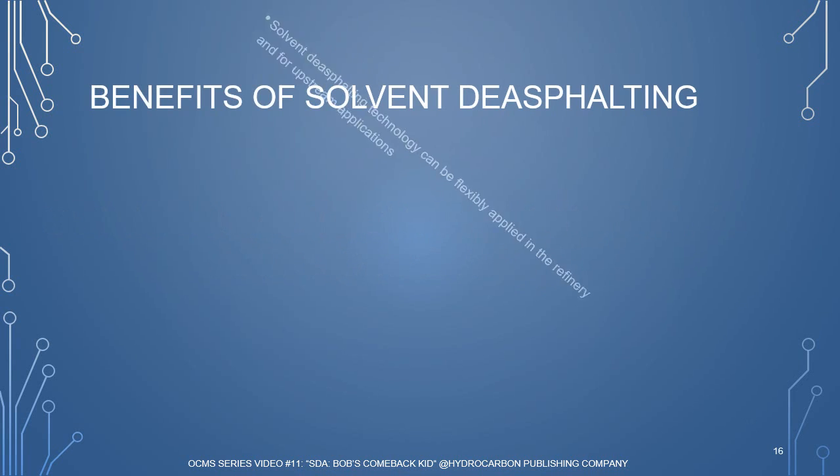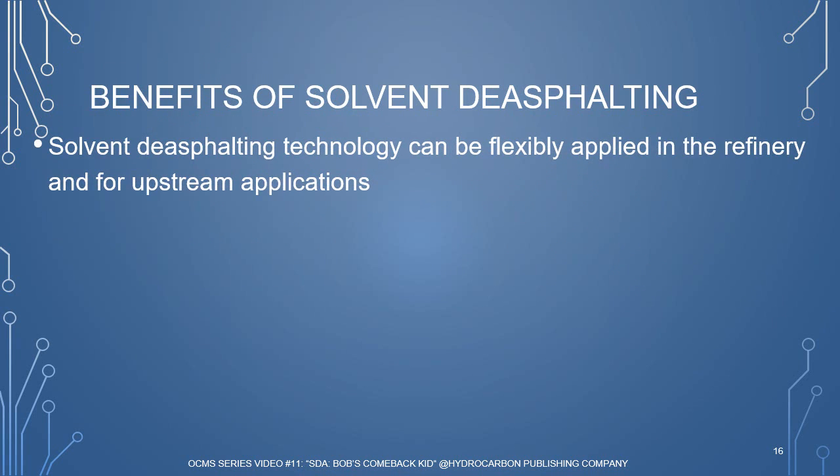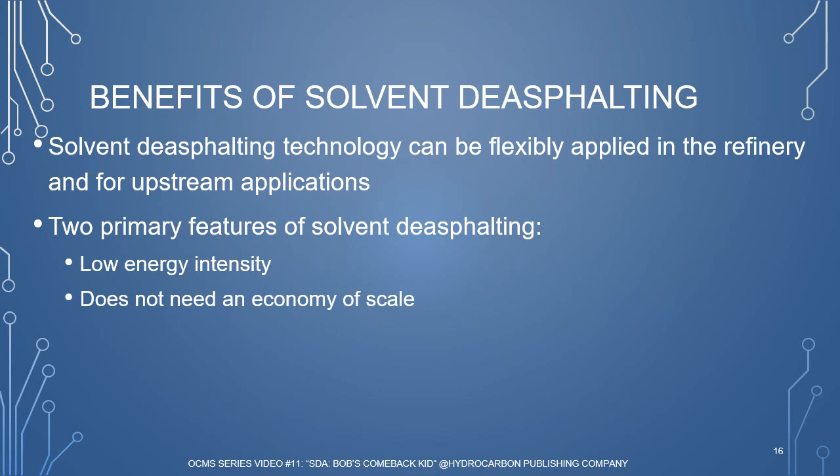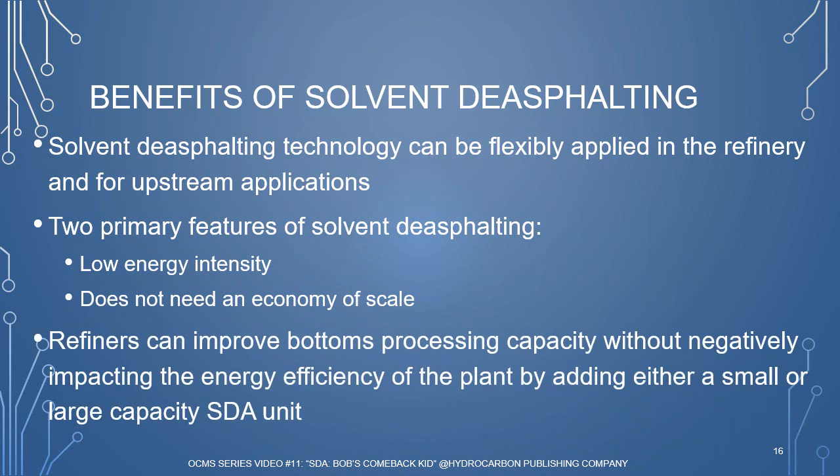Solvent deasphalting technology can be flexibly applied in a number of areas in the refinery and for upstream heavy oil upgrading applications. Two primary features of this technology include the relatively low energy intensity and that an economy of scale is not needed, in which refiners are not constrained by the need to install large SDA units and can economically deploy this technology in both small and large capacity projects. As a result, solvent deasphalting can allow refiners to improve bottoms processing capacity without negatively impacting the energy efficiency of the plant with the addition of either a small or large capacity SDA unit.